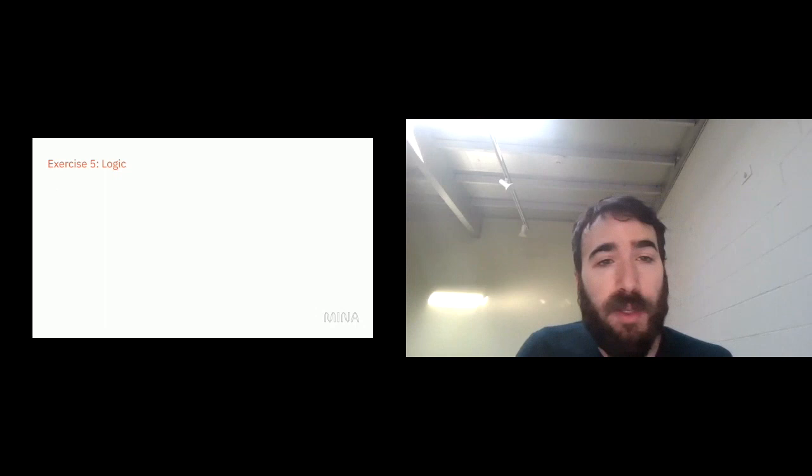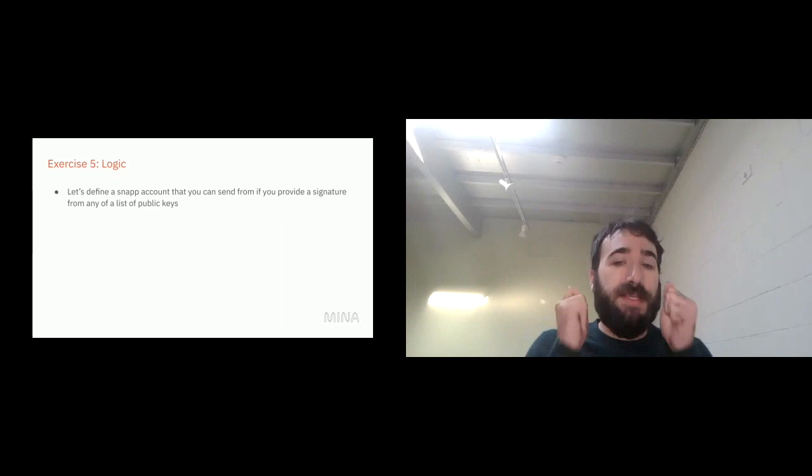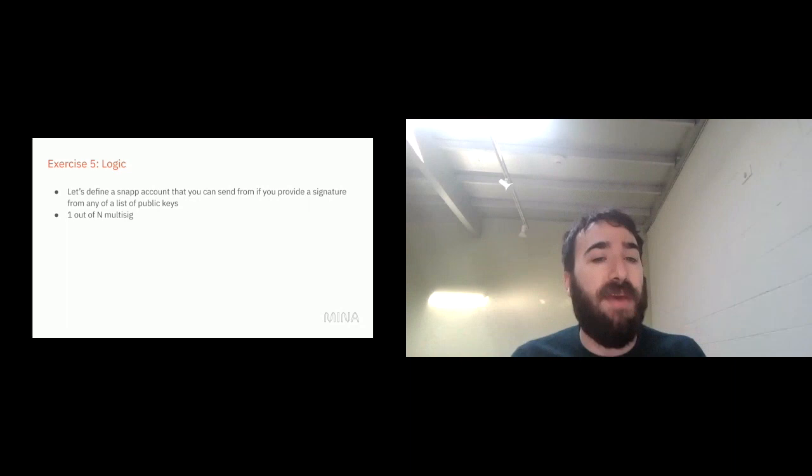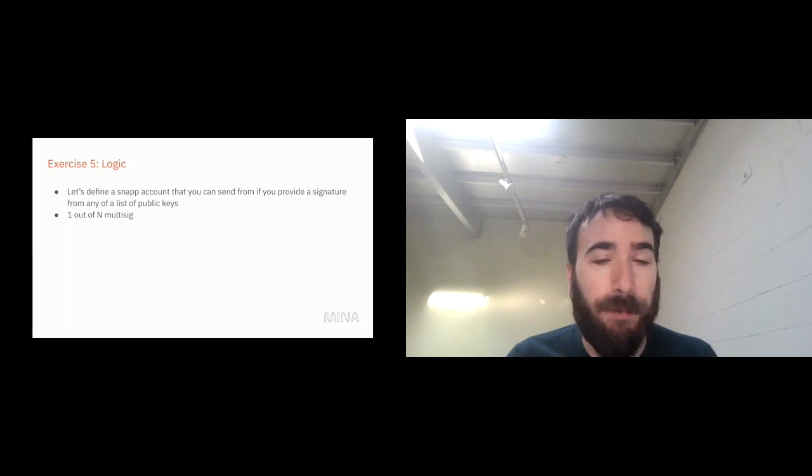What we're going to do is define a snap account that you can send from if you provide a signature from any public key in a given list. You can think about this as a one out of n multisig. So this is how you would implement one out of n multisig in Mina. Now I'm going to switch to the code view.